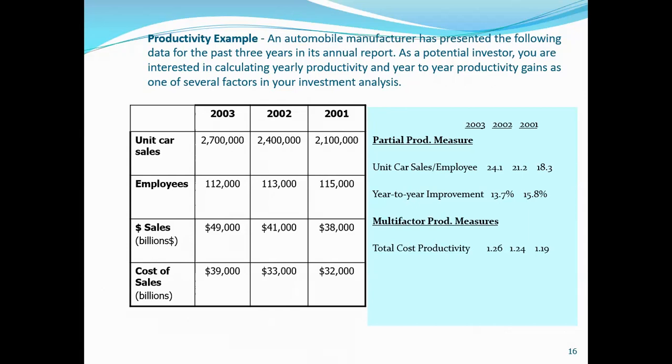The multi-factor productivity is the total sales divided by the cost of the sales. The year-to-year improvement rate is 4.2 versus 1.6. Also, the improvement is slower, but they are improving every year.